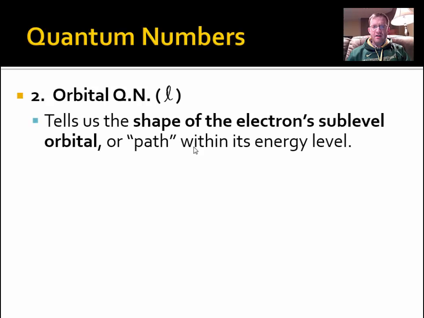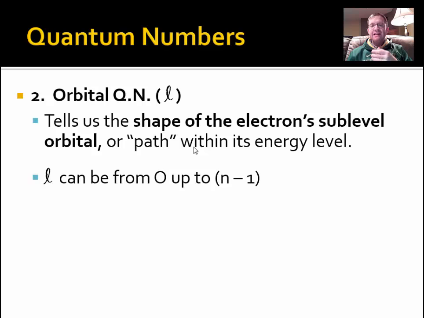The orbital quantum number, again, tells us the shape of the electron's path within its energy level. That path can be rather simple or very complicated, but this quantum number will tell us what kind of shape the electron is moving in. Is it a spherical one? Is it a more complicated shape? And there are many different kinds.